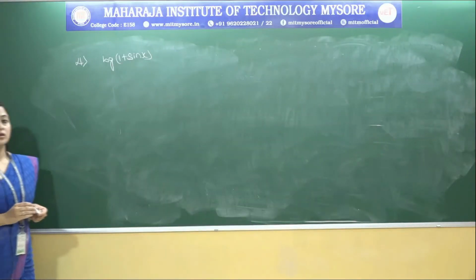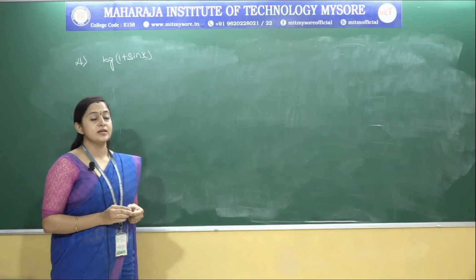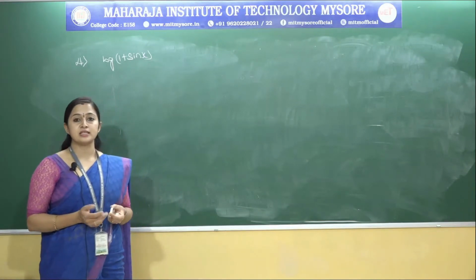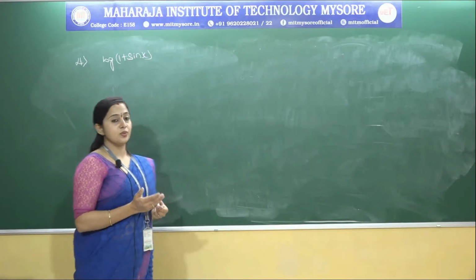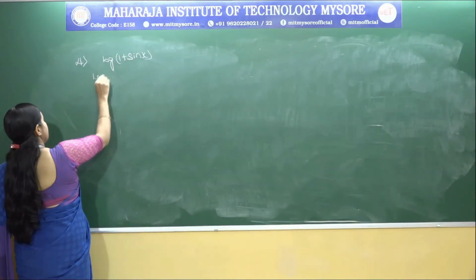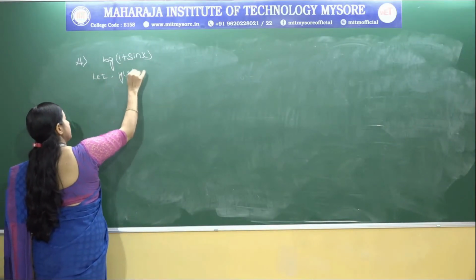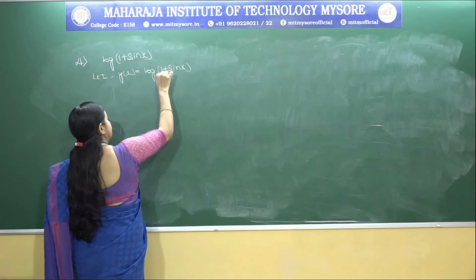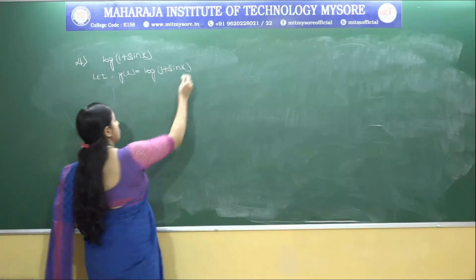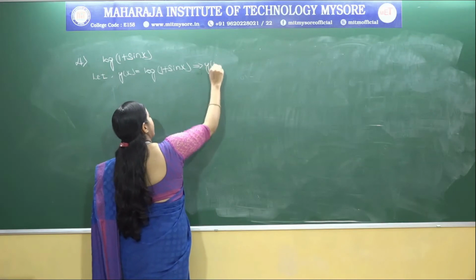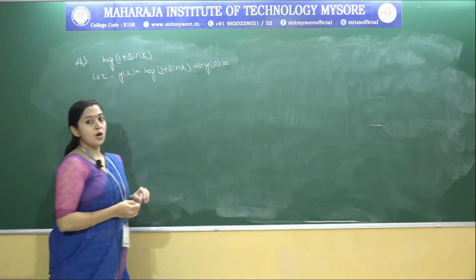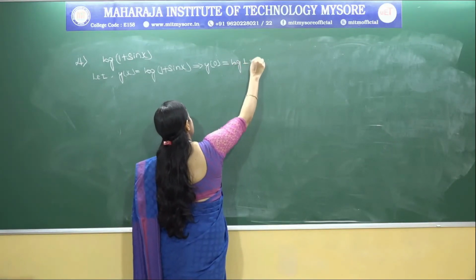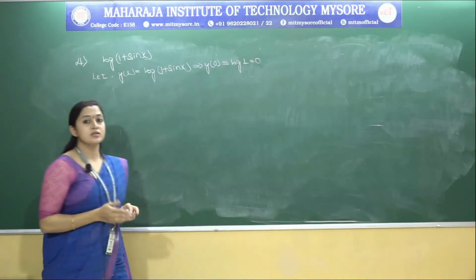Next problem, log of 1 plus sin x. Suppose they asked to find the log of the trigonometric function, that is log of 1 plus sin x, using the Maclaurin series. As usual, you take the function as y of x. So I consider the term, let y of x equals log 1 plus sin x. Next, put x equals 0, y of 0 equals log 1 plus sin 0. So you will get log 1. Log 1 is 0. This is the first term.